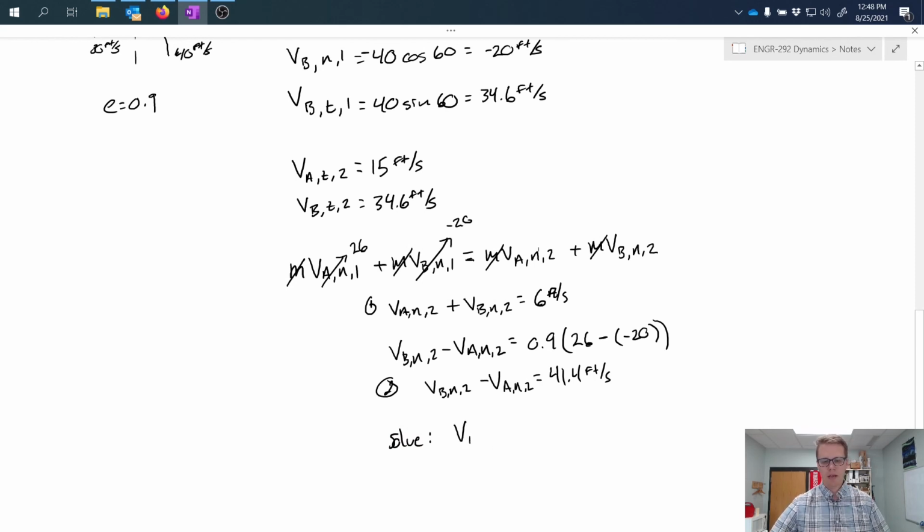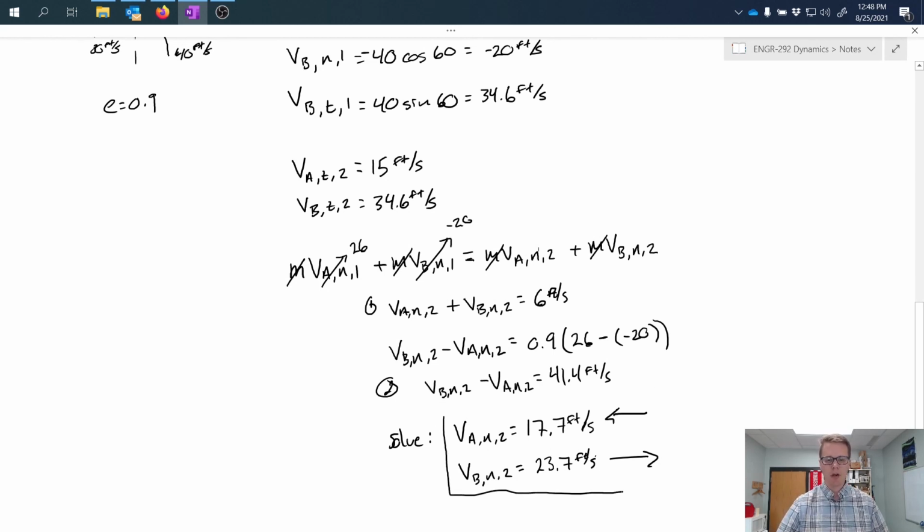And what I get is 17.7 feet per second. Now I've left off the negative sign that would come out of this because I'm just going to show with an arrow that it's traveling to the left-hand direction. And particle B traveling to the right. So these are the two unknowns that I wasn't able to solve for more directly above, and I've used our equations to arrive at those.